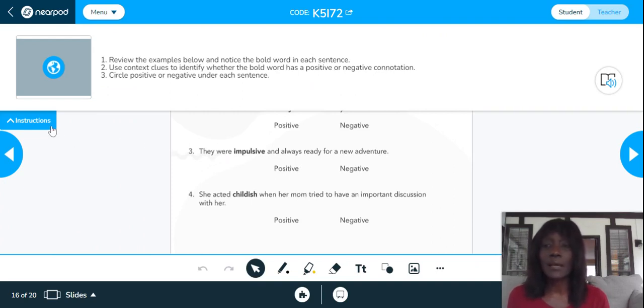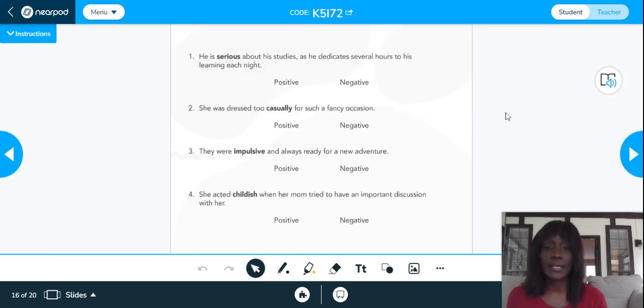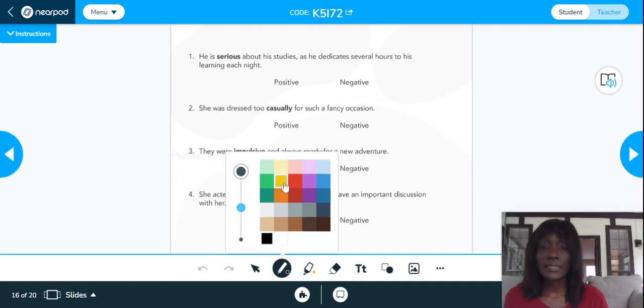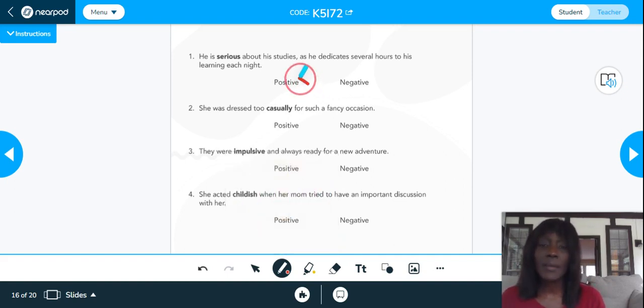All right, so let's identify whether the words are positive or negative. When we're dealing with the first sentence, he is serious, and the word serious is what we're looking at. He is serious about his studies as he dedicates several hours to his learning each night. So is serious a positive or negative connotation? Let's look at the phrase, he dedicates several hours to his learning each night. That's a good thing. So therefore, it has to be positive. The word serious is positive.